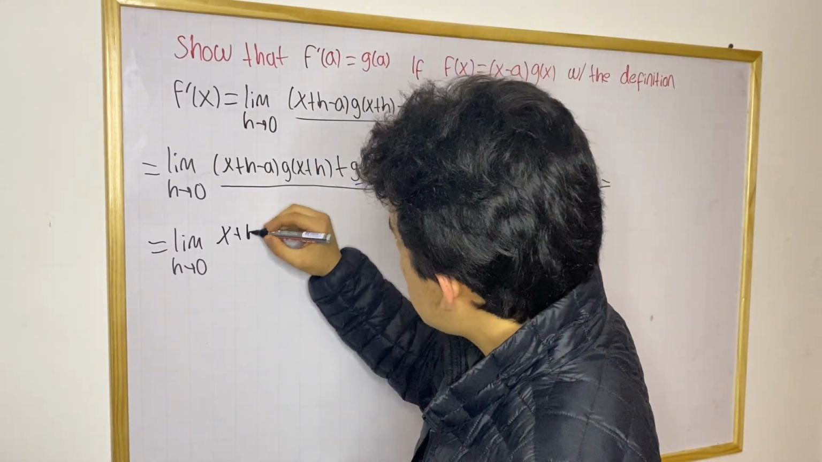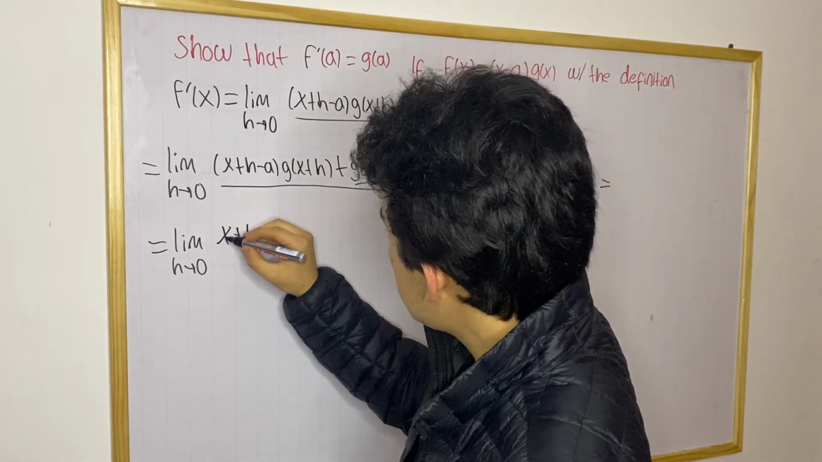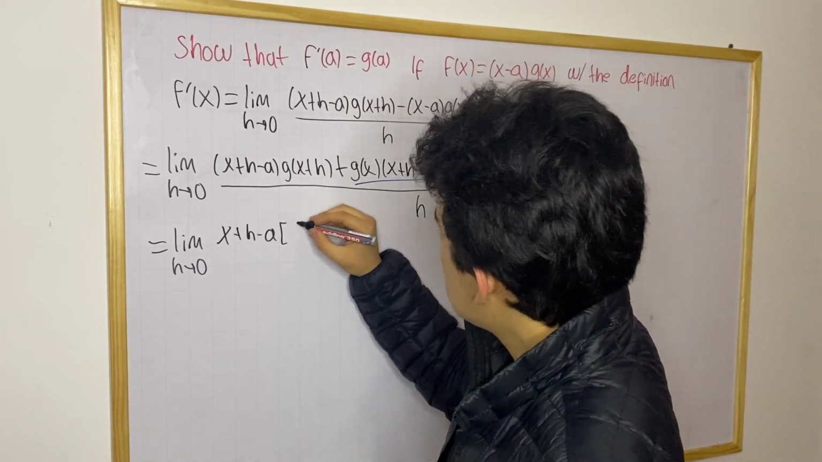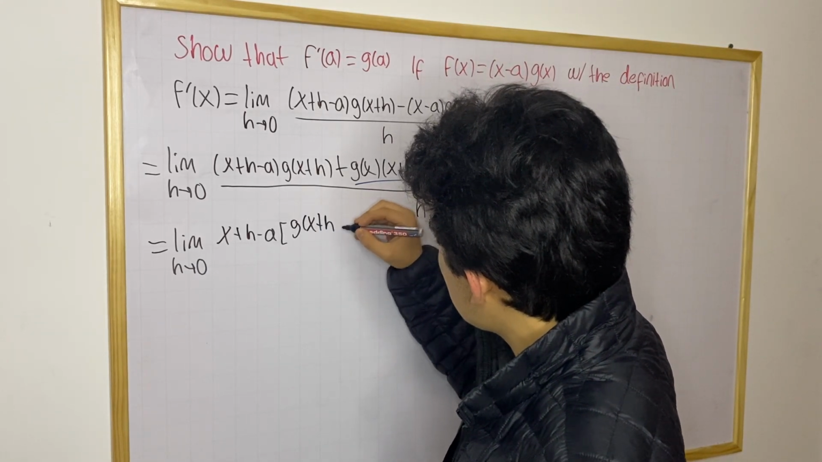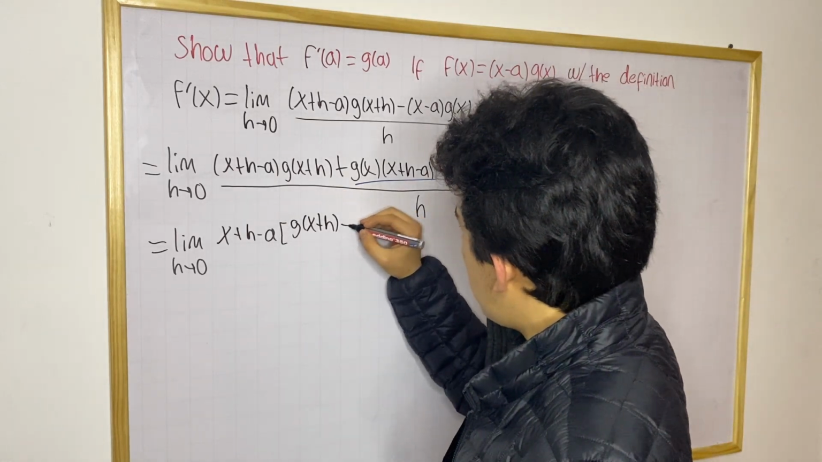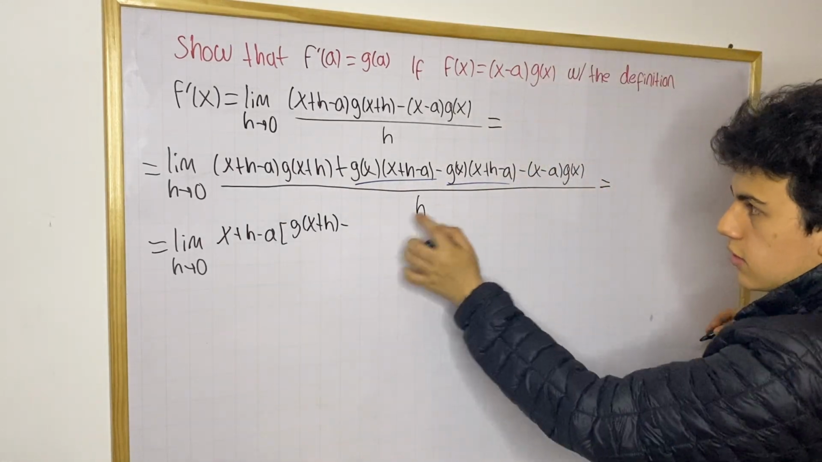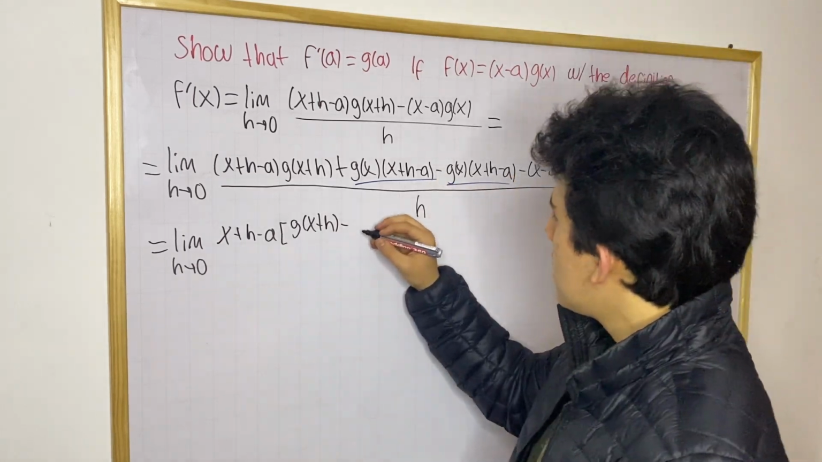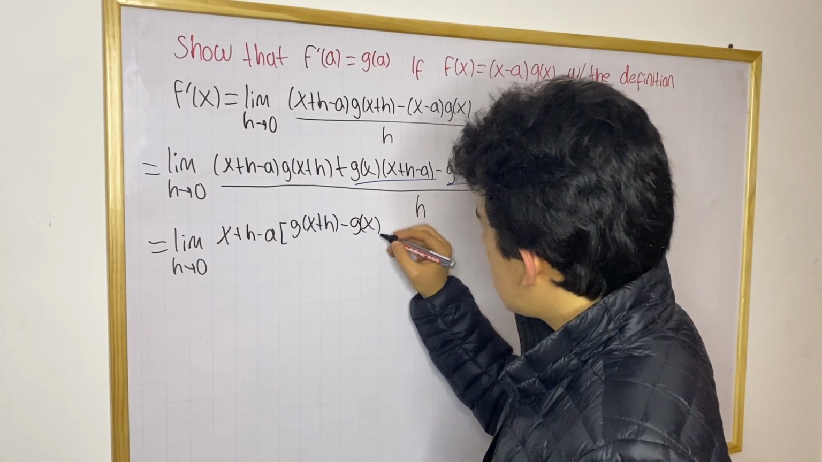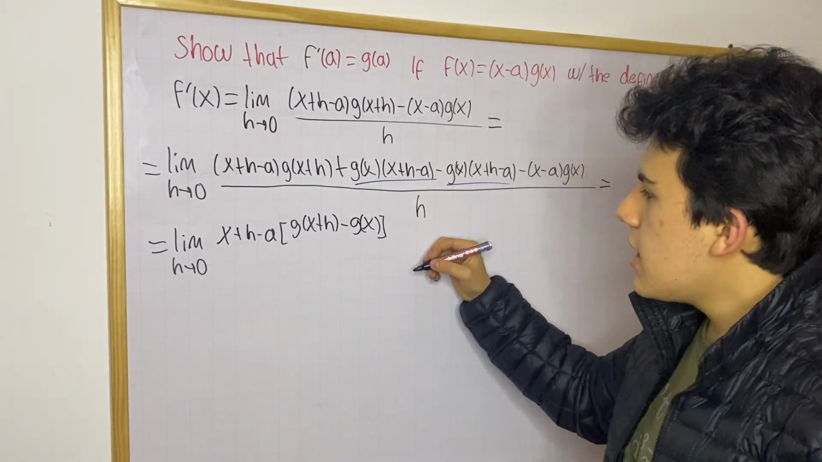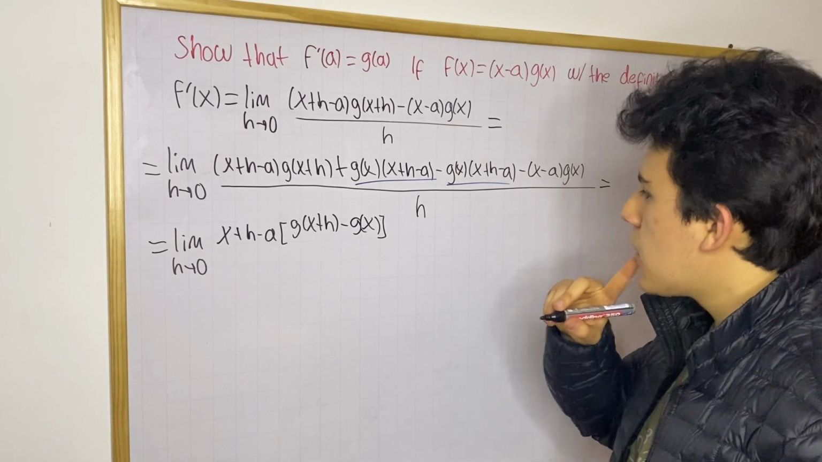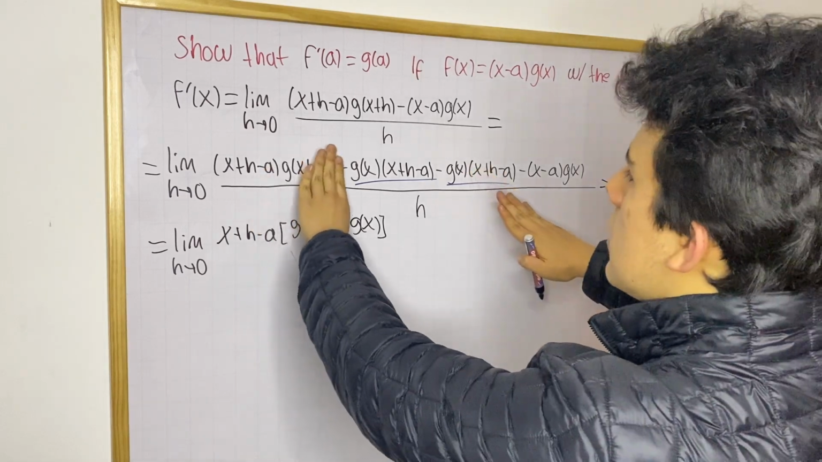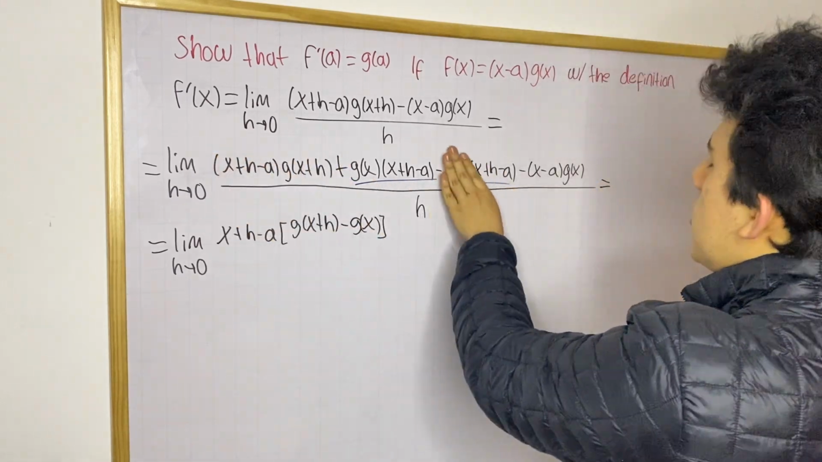So we have x plus h minus a, times g of x plus h, which is this one, minus this one over here. The minus comes from the negative sign that you have in here. We just took out this x plus h minus a. So we have minus g of x. This is the first factoring that we need to do. Now the second factoring: this term we just used, and this one we also used.